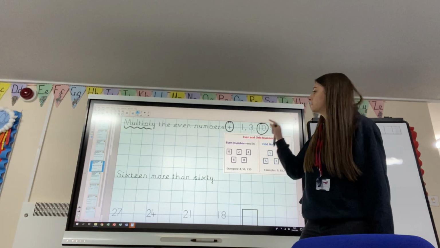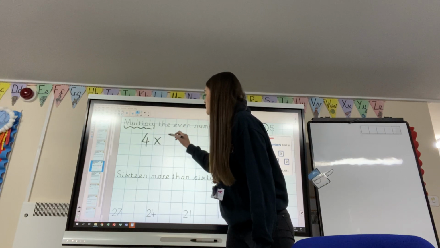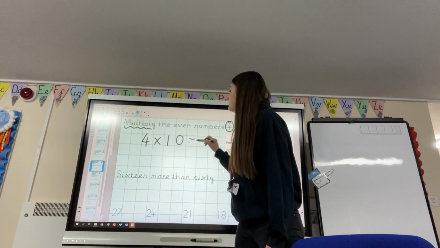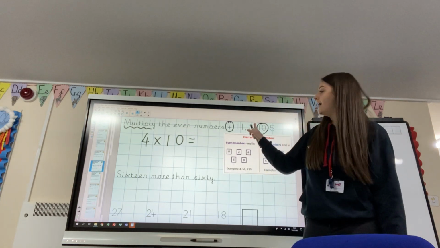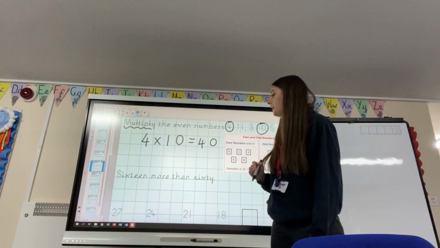So I've found my 2 even numbers. So in your books, when you've found yours, you can just write a calculation to multiply them together. So for my question, I know that 4 times 10 is 40, okay?